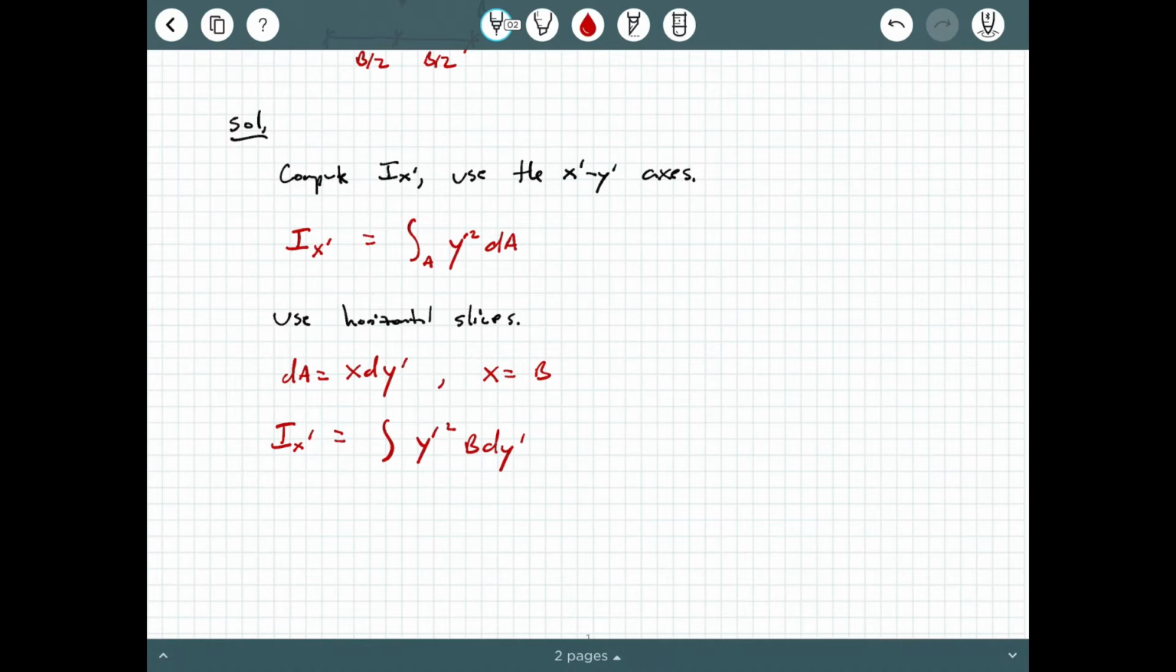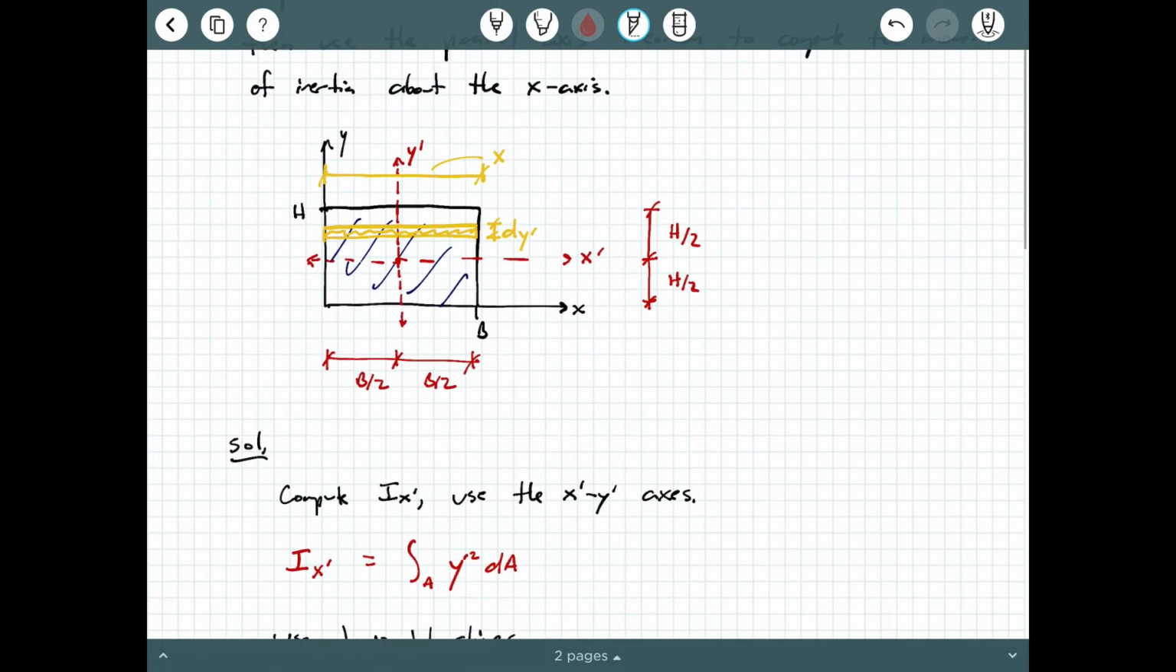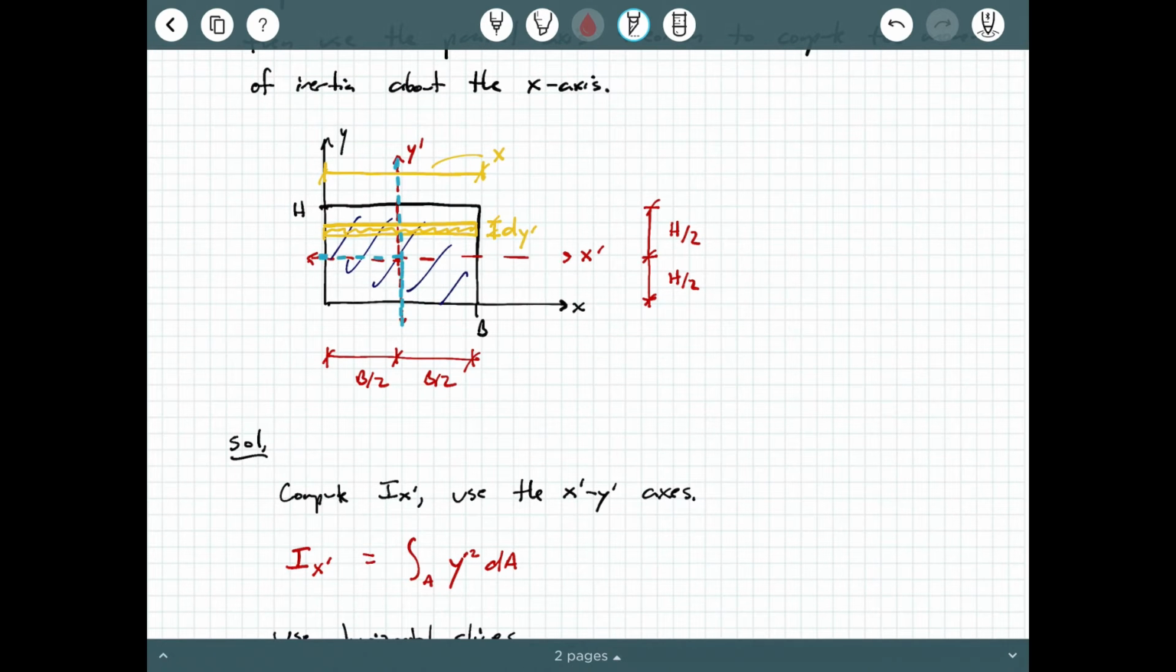Now, what are my integration limits? Well, again, I am integrating with respect to dy prime now, and I'm referring to these centroidal axes. So should I be integrating from 0 to h? No. 0 to h would be based on these global xy axes here, but I'm looking at these centroidal axes that are going right through the middle of my rectangle.